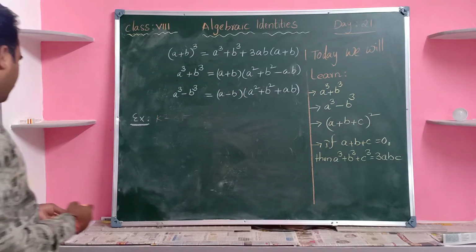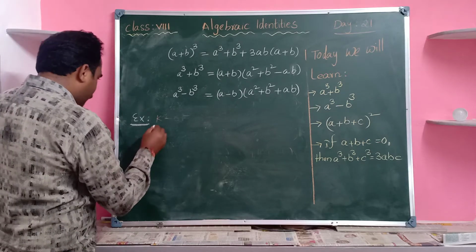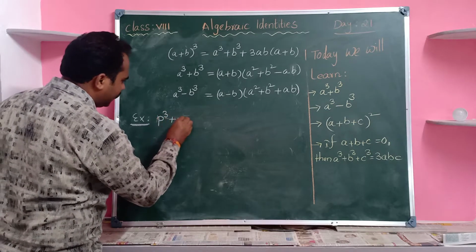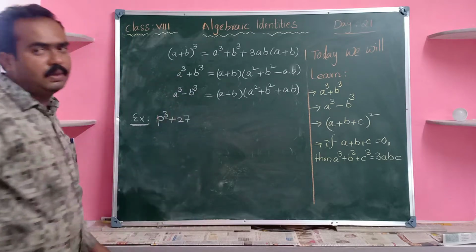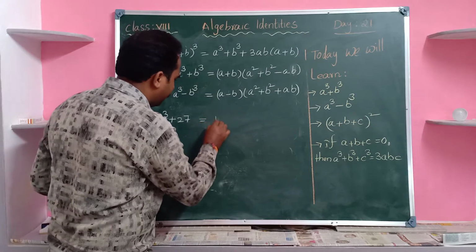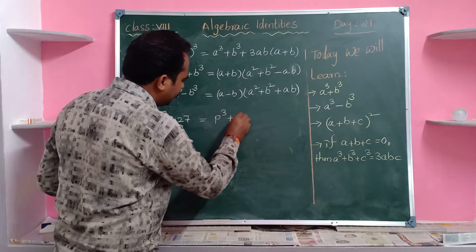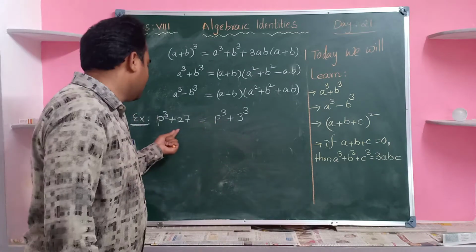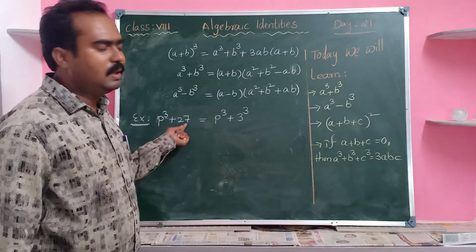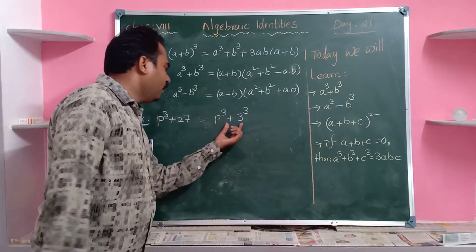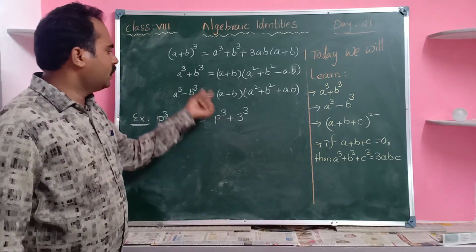So expand p power 3 plus 27. This can be written as p power 3 plus 3 power 3. What is the value of 3 power 3? 27. So 27 can be written as 3 power 3. Now it is in the form of a cube plus b cube.